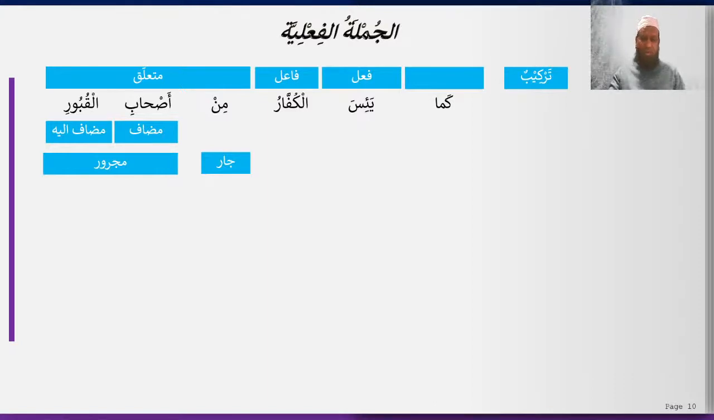So we've analyzed them. Now let's translate. Now you can translate this easily, inshallah, no problem. Ya'isa, as we have said, despair. Al-Kuffar, we know, as disbelievers. Ashab, Ashab al-Qubur, the people of the grave, we can say.